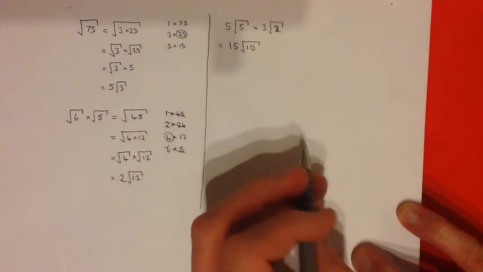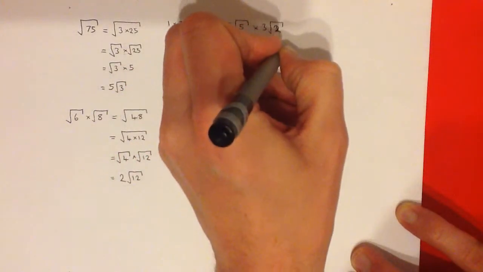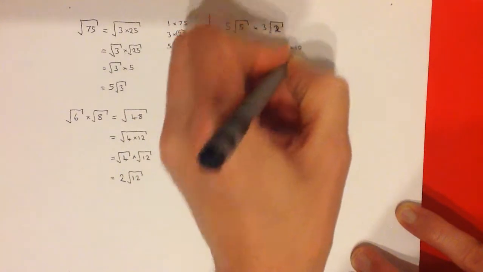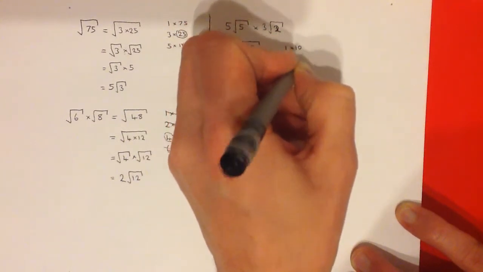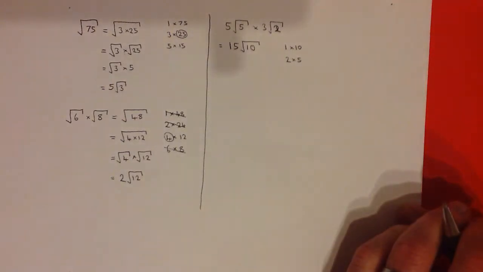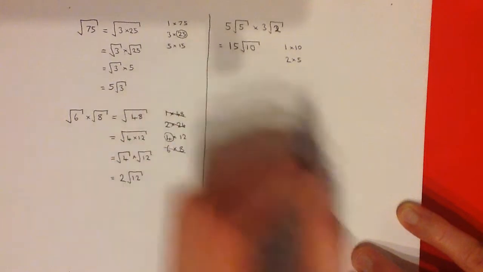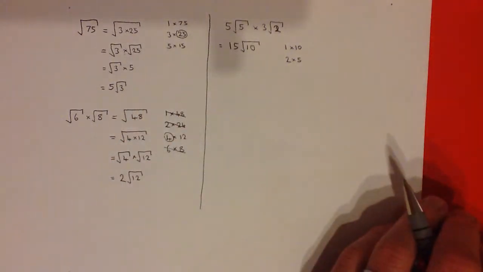Again, this might not be the final answer. We need to look at the square root of 10. We need to look at its factor pairs. 1 times 10 is 10, 2 times 5 is 10. In this case it only has 2 factor pairs, and none of these are square numbers. So in fact, this is the final answer, this is the simplest form.